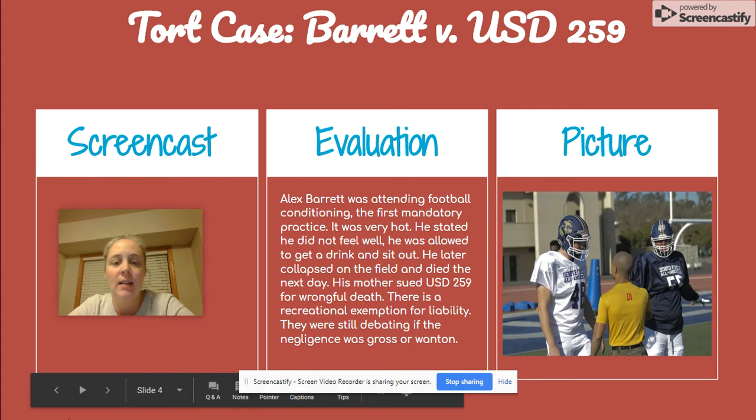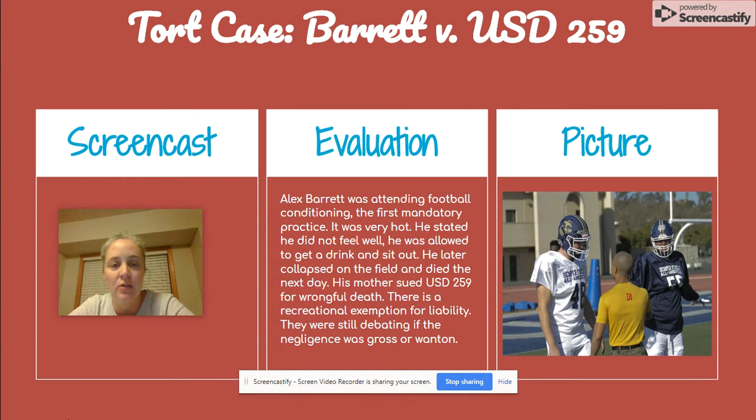The next case that I found was actually sort of heartbreaking for me because this was a friend of mine. It was Barrett versus USD 259. Alex Barrett was attending football conditioning, the first mandatory practice, and it was very hot outside. He stated he did not feel well. He was allowed to get a drink and sit out. He later collapsed on the field and died the next day. His mother, with his estate, sued USD 259 for wrongful death.